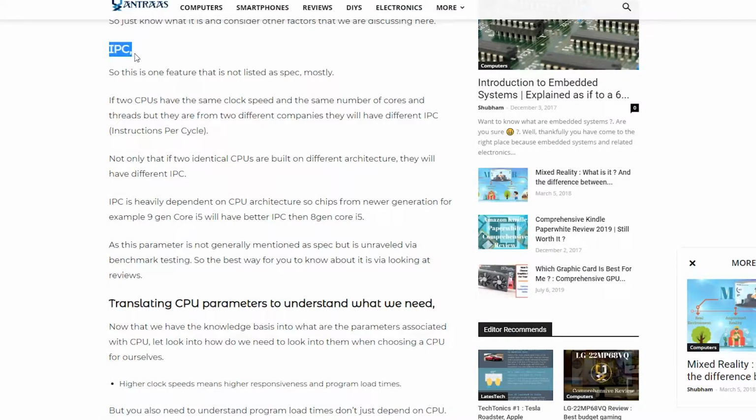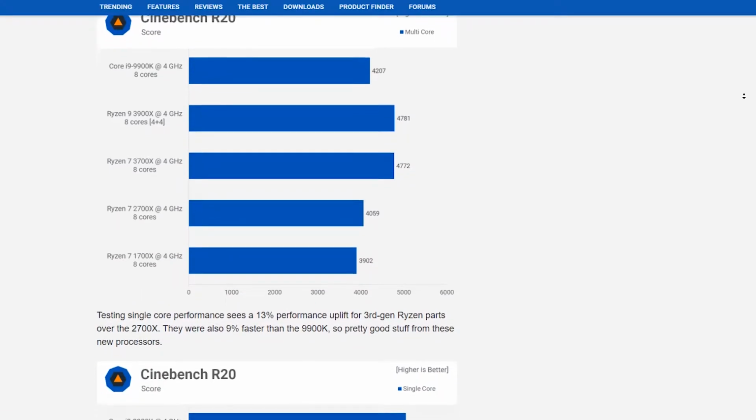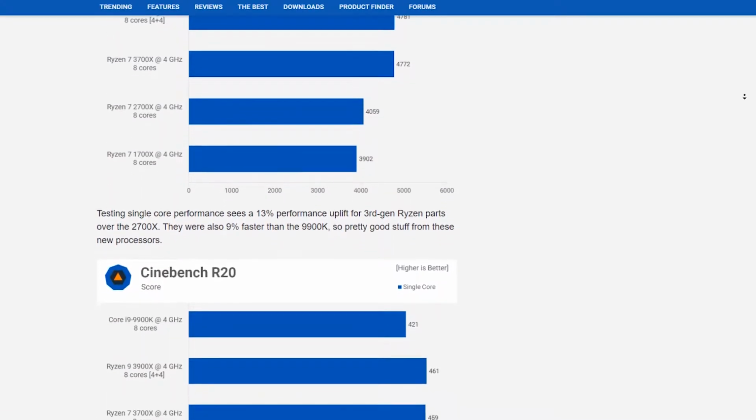Let's move on to another very interesting topic, and that is IPC. IPC stands for instructions per cycle. Let's understand IPC in this sense. If there are two processors that feature the same number of cores and the same number of threads, but are from two different companies, they will have different IPCs. Not just that, if there are two processors that feature the same cores and threads, but are built on different generations or different architectures, they will have different IPCs. In general, newer generation processors have better IPCs than their predecessors.